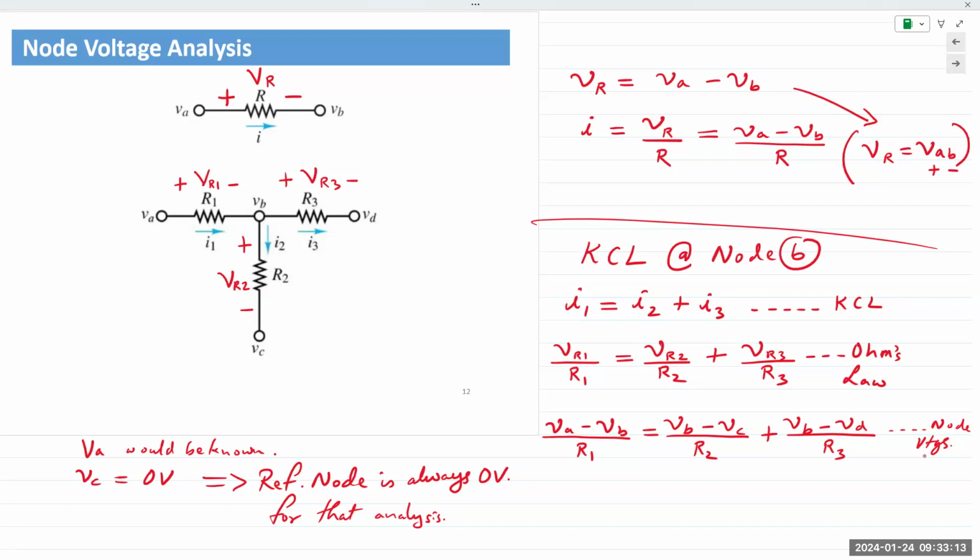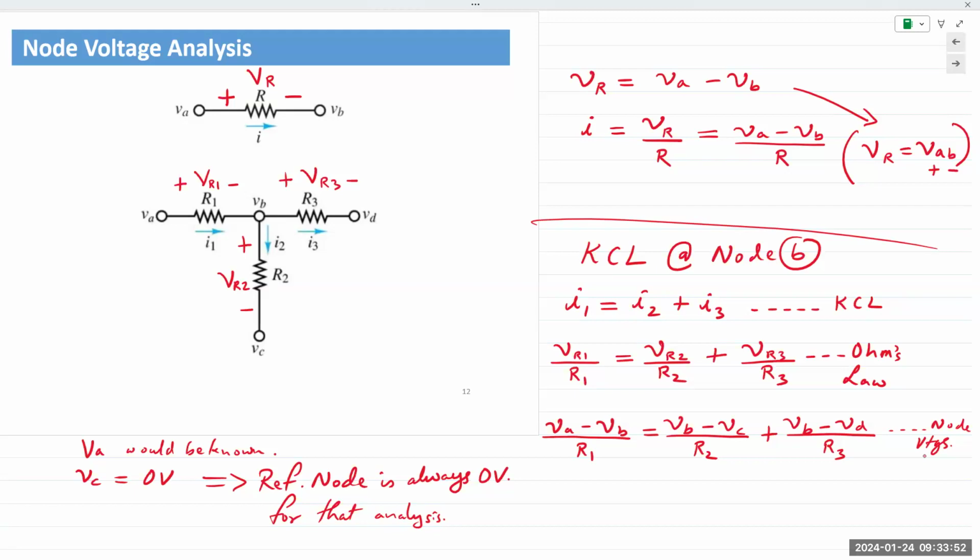Again, I'm taking this a little bit slowly, step by step, but when you practice this with the homework, the point is that students should be able to do this efficiently, quickly, and correctly. Does this make sense, everyone? Okay. So then VA would be known to us if there's a power supply connected to it. VC is 0 volts. So out of 4 variables, I have my answer for 2 of those. So there are only 2 unknown variables left.